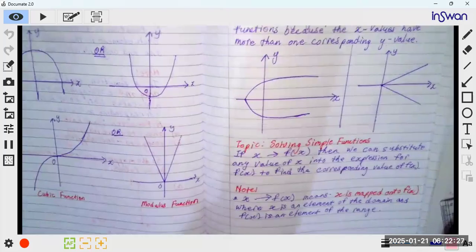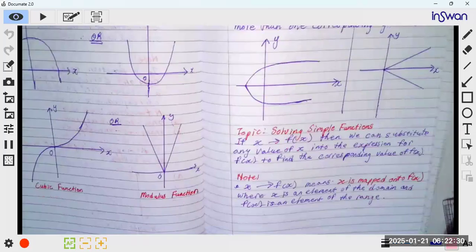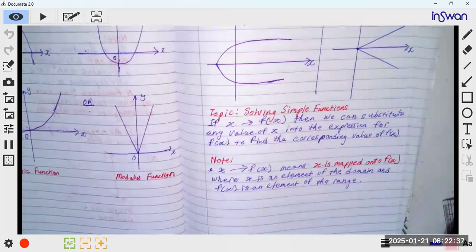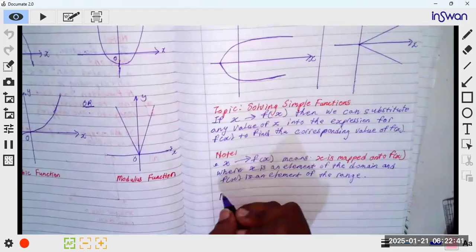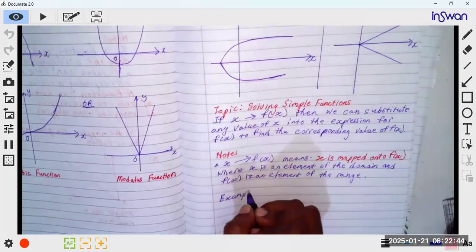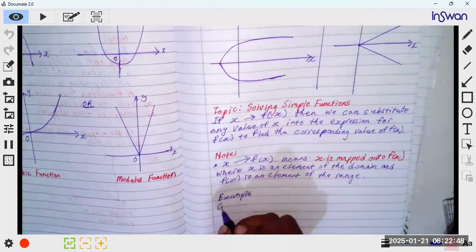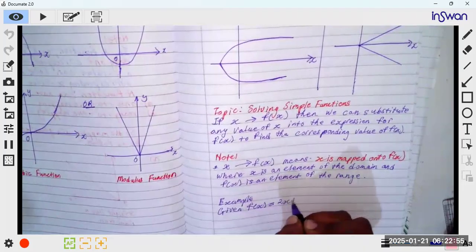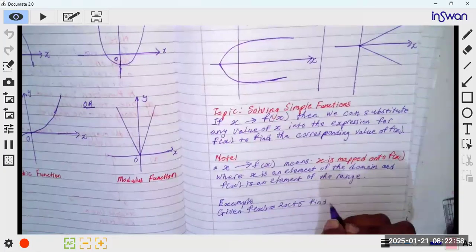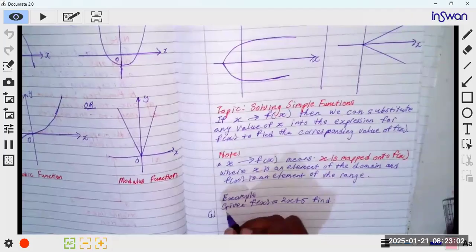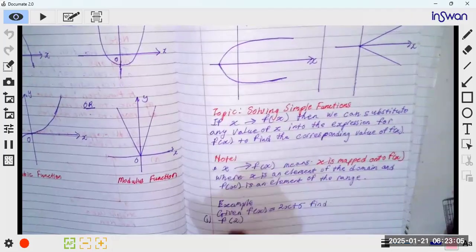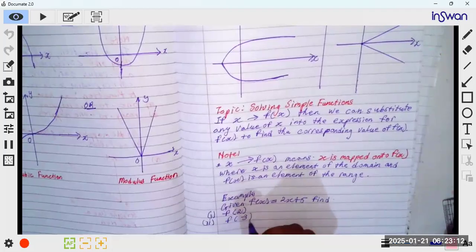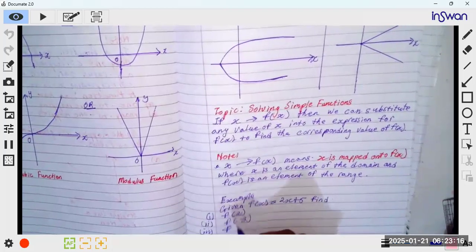So then we will start off with an example. Given f of x is equal to 2x plus 5, find part 1, f of 2, part 2, f of -3, and the last one, part 3, f of a half.